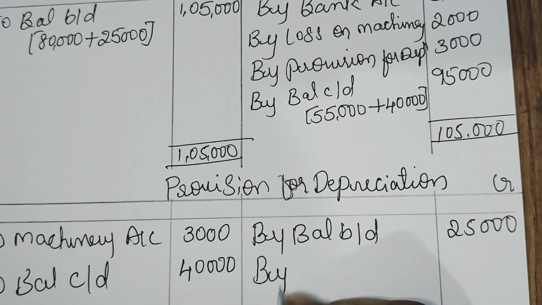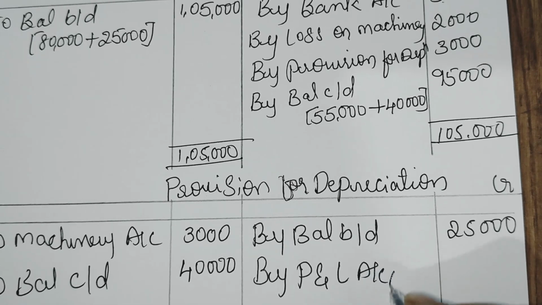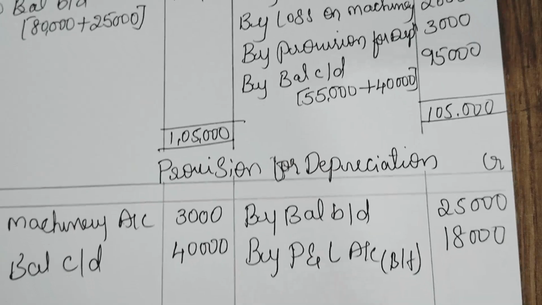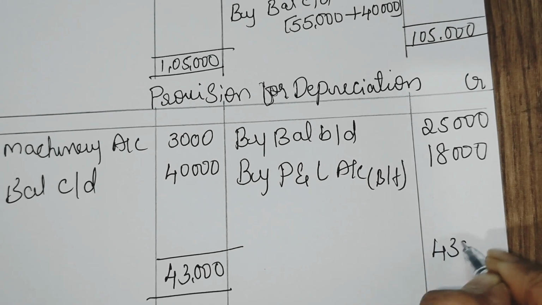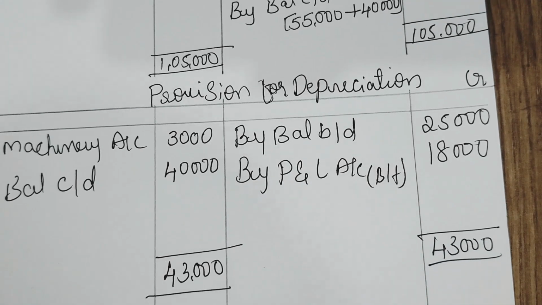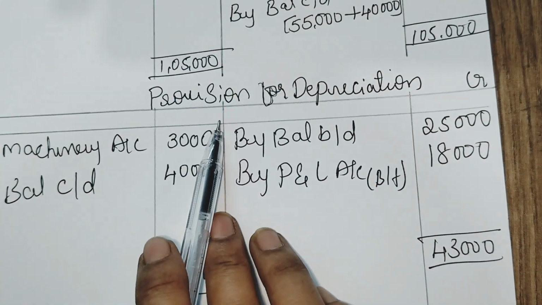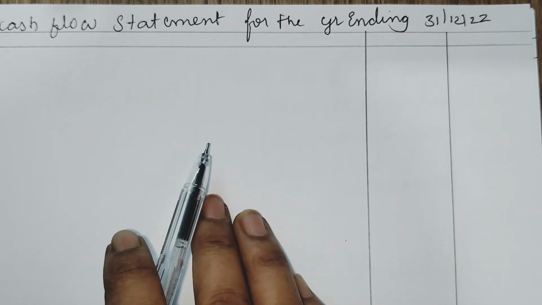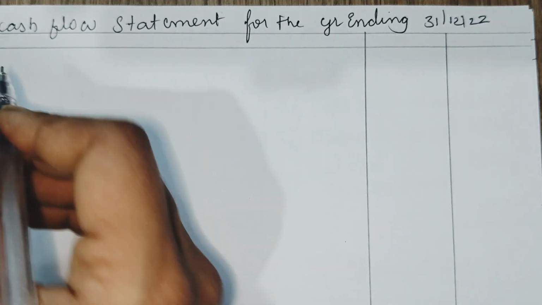The remaining balancing figure will be transferred to the profit and loss account. Profit and loss account balancing figure 18,000, total 43,000. We have prepared the two ledger accounts: one is the machinery account, another one is the provision for depreciation account. Let us prepare now the cash flow statement for the year ending 31st December 2022.